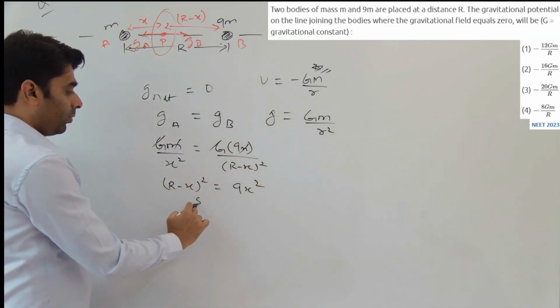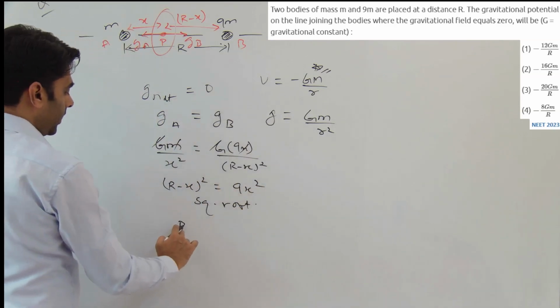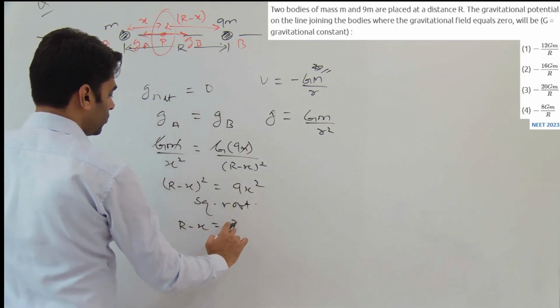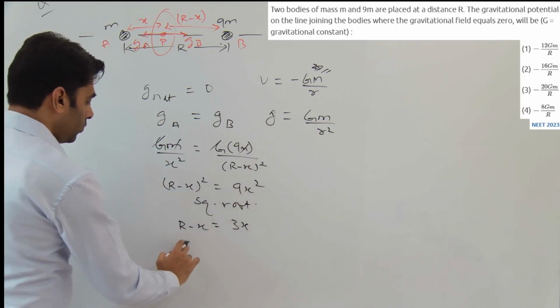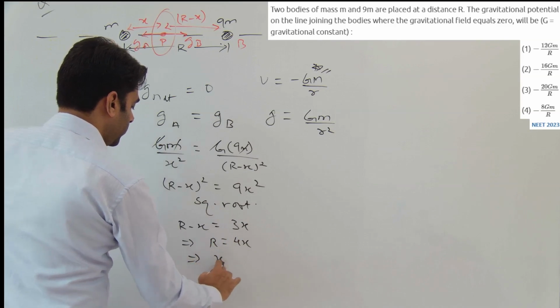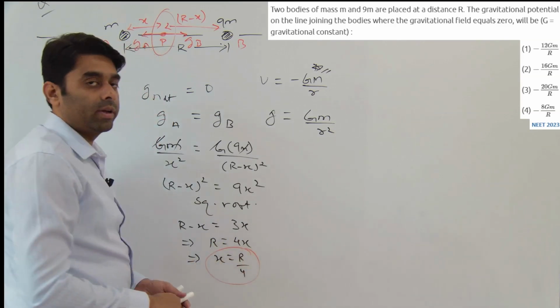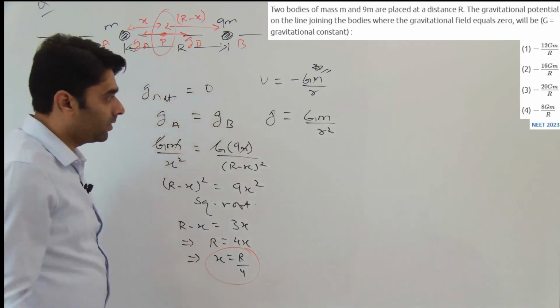If we take the square root here, we can take r minus x is equal to 3x. So r is equal to 4x and the x value comes out r by 4. The x value is coming r by 4, right? We got x as r by 4.